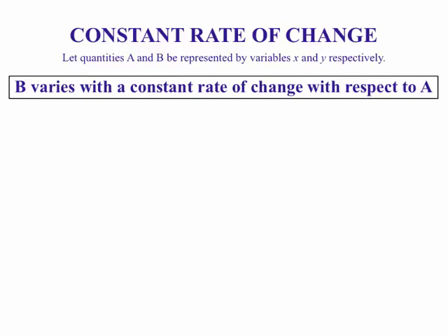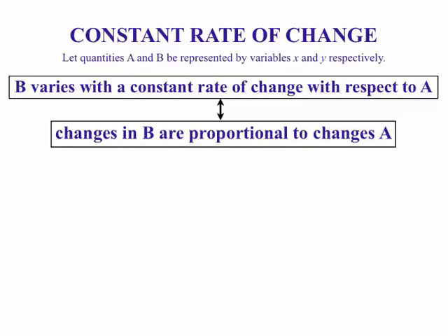If b varies at a constant rate of change with respect to a, that's synonymous with, from your reading, do you remember what we were just talking about now? Does it have to do with x and y or something else? It has to do with delta x and delta y. Those have to be proportional. The changes in b are proportional to changes in a. Delta y is proportional to delta x.